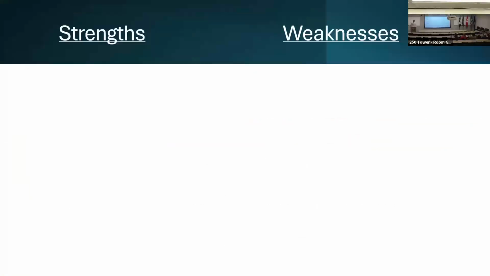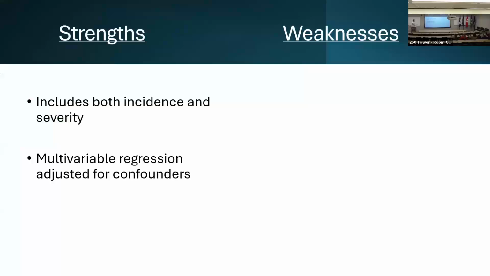For some strengths and weaknesses in this study. I thought that including both incidence and severity of injury was a strength of the study rather than just looking at one or the other, because it gives you a little bit more information to work with. If there was a high rate of injuries, but they were just ankle rolls where they didn't miss any games, then it wouldn't really lead to meaningful conclusions.